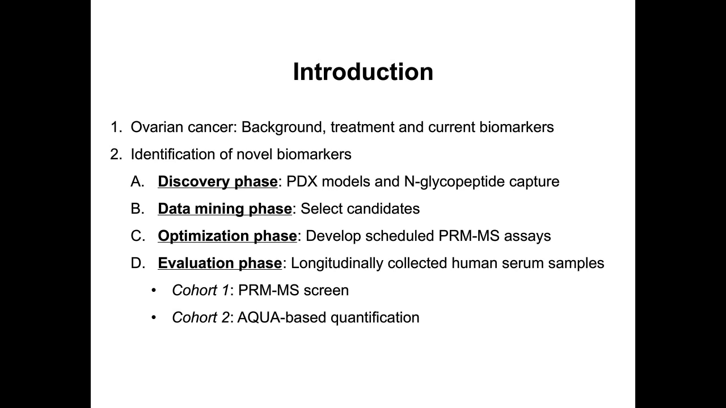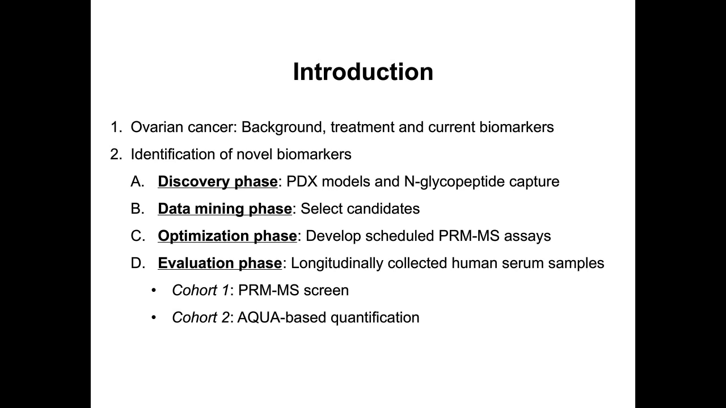These assays were then applied to an evaluation phase, which contained longitudinally collected human serum samples from high-grade serous ovarian cancer patients. In cohort 1, we used a large number of these assays in what we call a PRM-MS screen to relatively quantify these peptides longitudinally. We then mined these data by comparing to ELISA data from an FDA-approved biomarker, CA125. We mined these data by slopes, and we selected a smaller number of peptides, which we then synthesized as highly purified AQUA peptides for absolute quantification in a second cohort of longitudinally collected human serum samples.